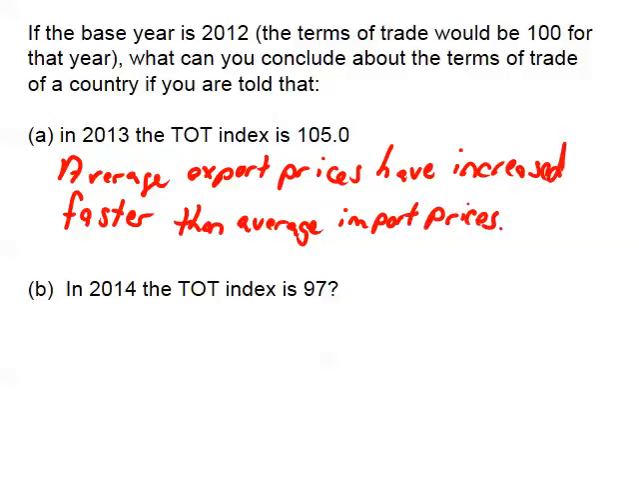And the following year, we have the terms of trade deteriorated, and it's now 97. So now you've got import prices have increased faster than export prices.